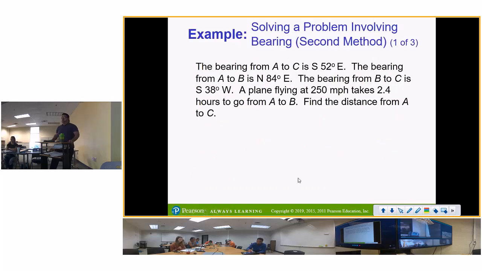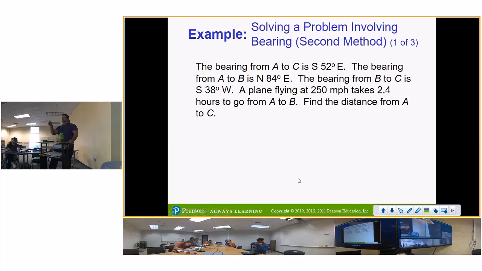And this is the type of question I will give you. Write it down, and you can work on this one, and we'll start from this when class starts again. The bearing from A to C is 52 southeast. So you draw 52 southeast would be down this way.